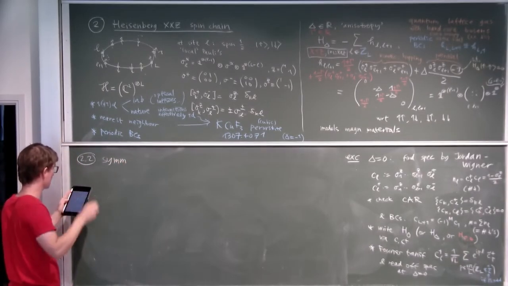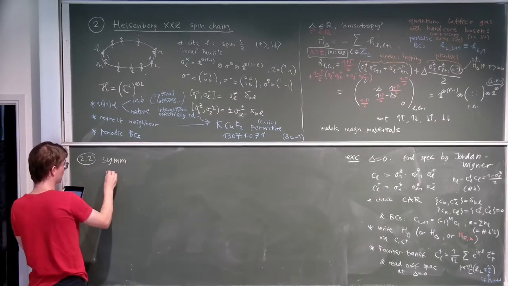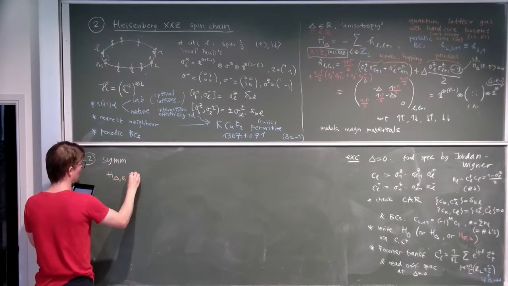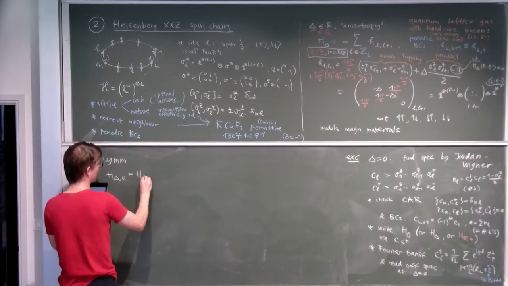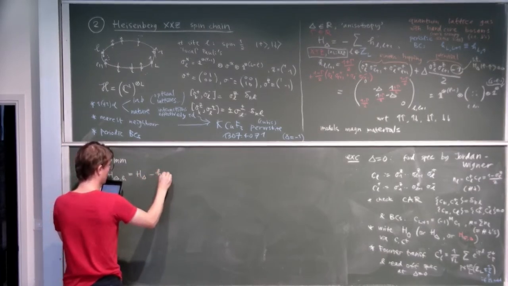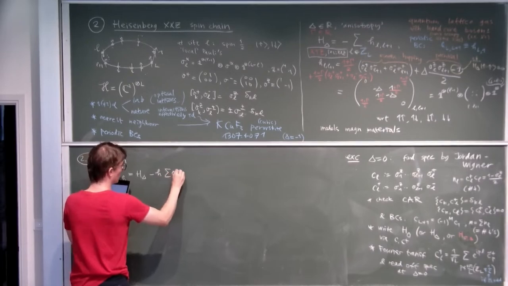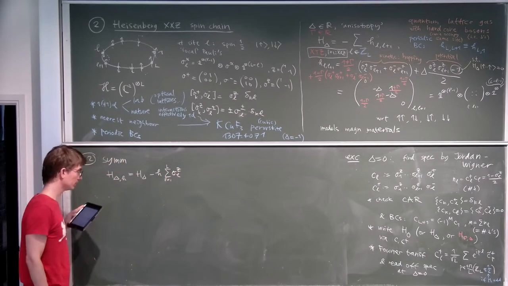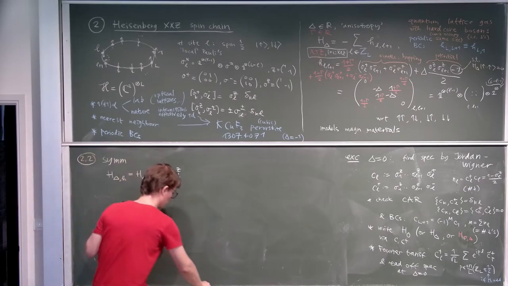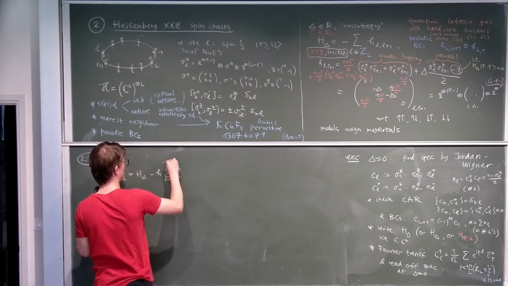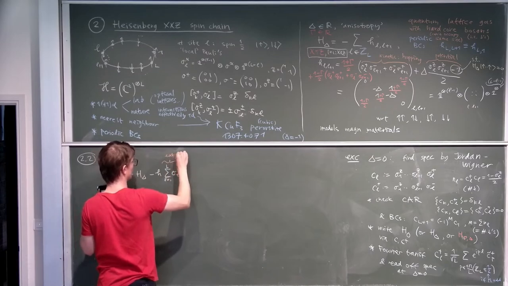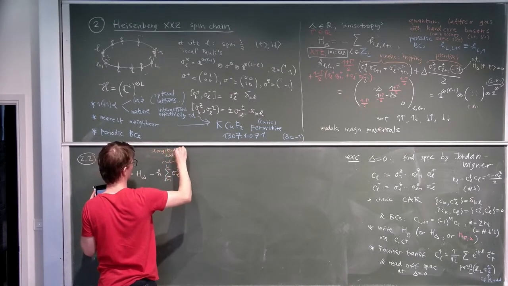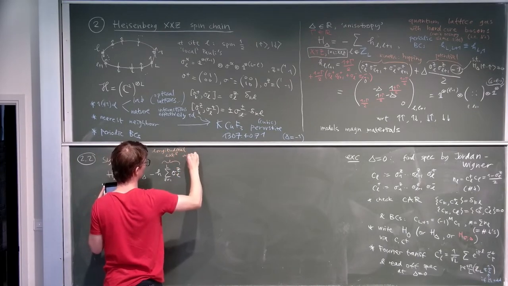Okay, so for the first part, let's make the model slightly more general. Let's say that we take H_delta and we add or subtract, doesn't matter, h times the sum of Pauli Z everywhere. Orange was my physical color. This is an external magnetic field, a longitudinal external magnetic field.